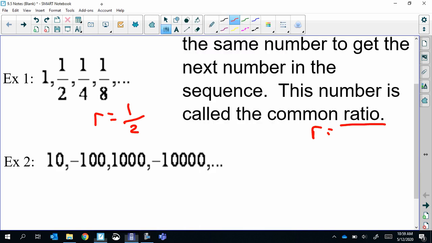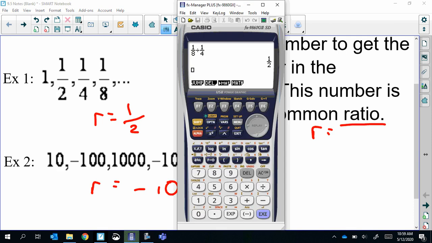All right, so same idea here. 10 to 100 to 1,000, that's being multiplied by 10. But since it's changing sign, it goes positive, negative, positive, negative, the way that you do that is by multiplying by a negative each time. That's how you're going to change the sign. And that same trick would work. You can take negative 100 divided by the term before, and obviously that's going to be negative 10.